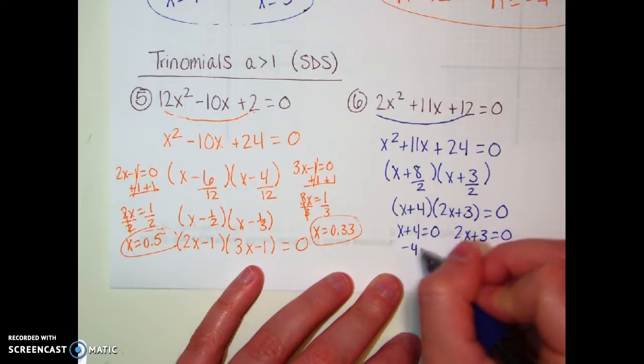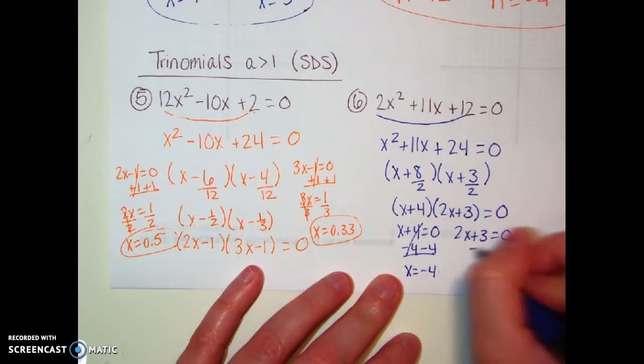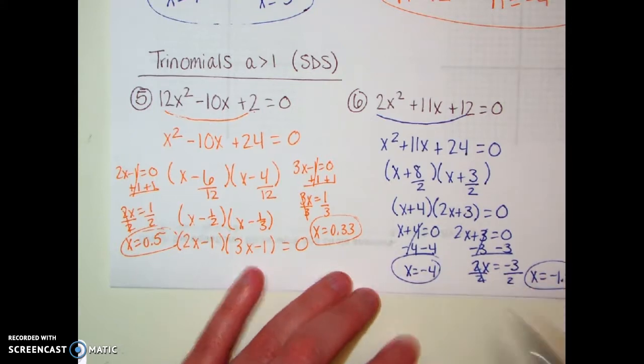So here I'm subtracting 4, and here subtract 3. 2x equals negative 3, divide by 2. X equals negative 1.5. So there's one of my answers, there's the other.